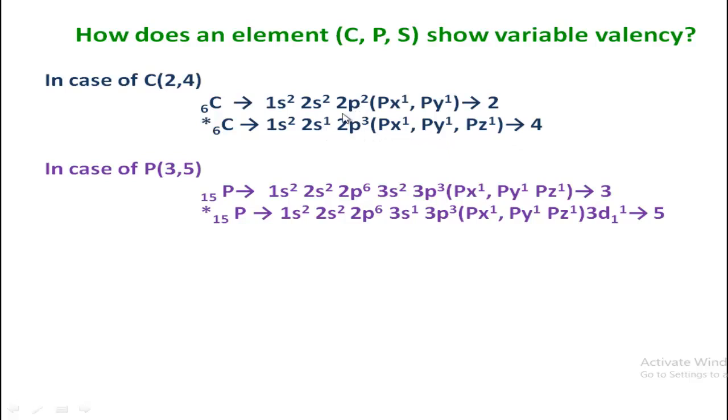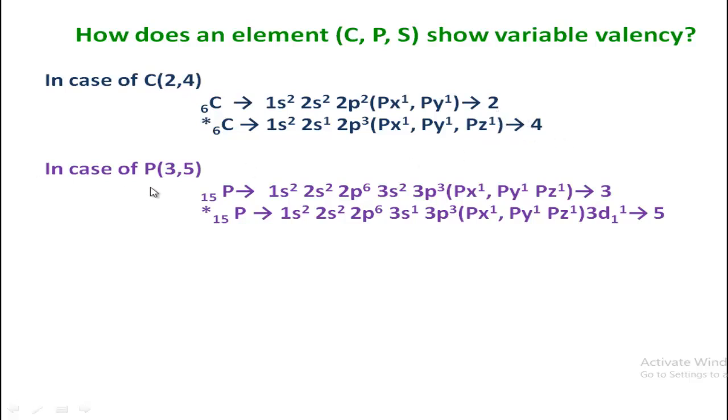Here 2p² is px¹, py¹, but in the excited state the 2s² pair will break down and become unpaired. That means one electron from the 2s orbital enters into the 2pz orbital. So now the number of unpaired electrons is 4: s¹, px¹, py¹, pz¹. In this way, carbon forms 2 different valencies, 2 and 4.